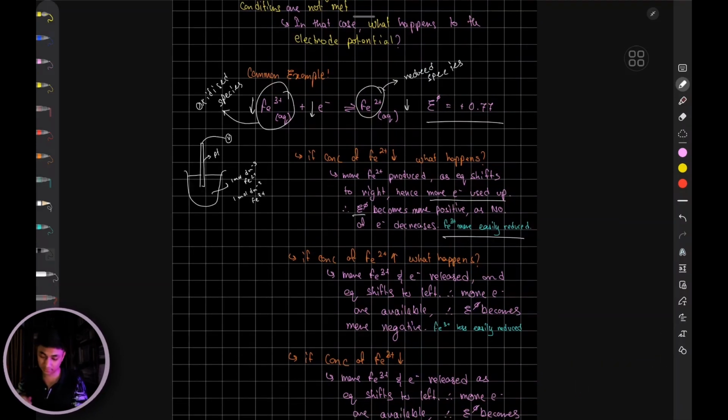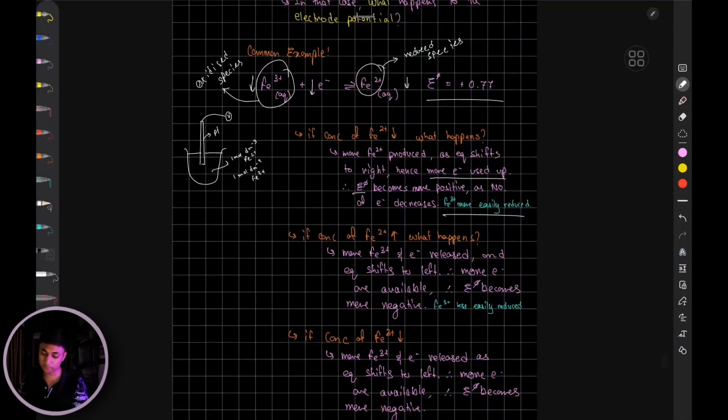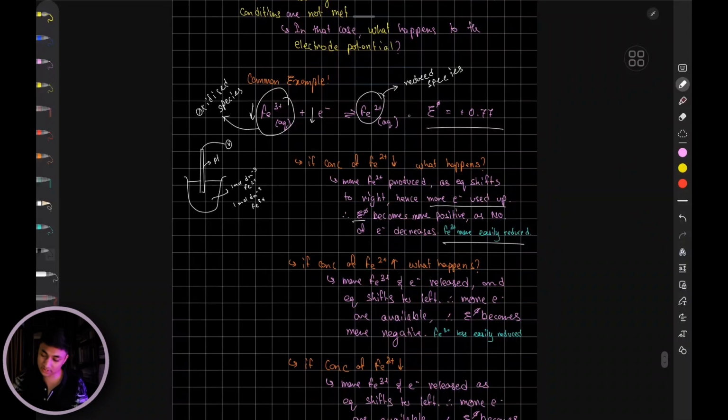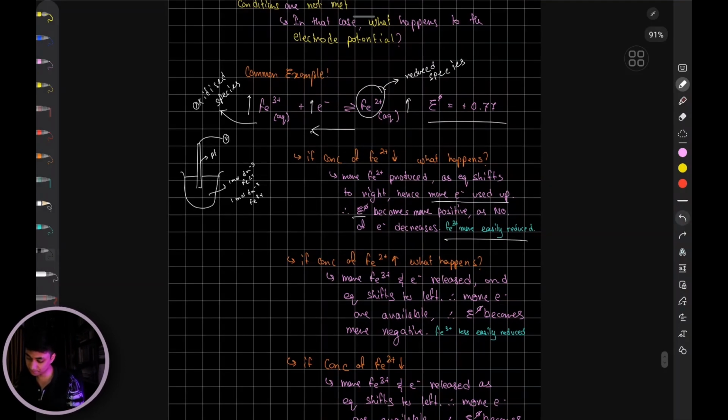I'm going to do this a bit fast because I've explained most of it already. In case you increase the concentration of Fe2+, that means you have an excess of the product. Since there is an excess of Fe2+, more electrons will be released to regain the equilibrium, so the equilibrium shifts to the left-hand side to produce more electrons. Your electron concentration increases and your Fe3+ concentration increases as well. More electrons are available. Therefore, electrode potential will become more negative.